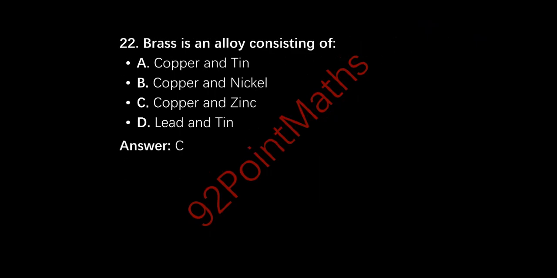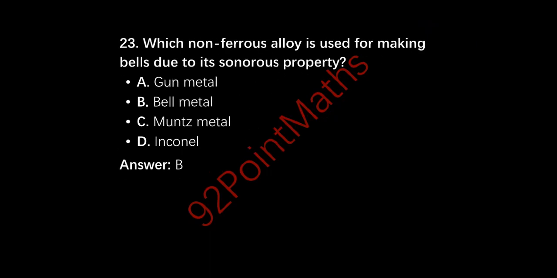Brass is an alloy consisting of option C, copper and zinc. Which non-ferrous alloy is used for making bells due to its sonorous property? Option B, bell metal.